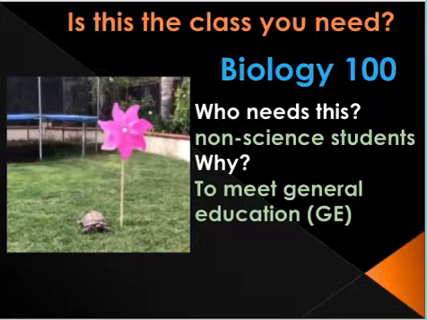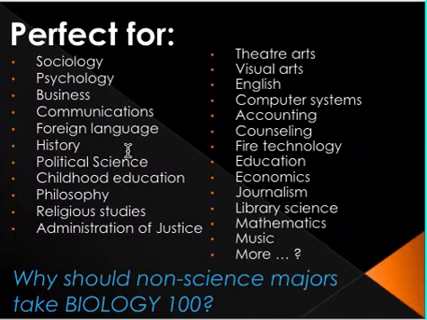So who specifically needs this? Bio 100 is for non-science students, and it's to meet general education requirements. So this is good for any of the people that are in any of these types of degrees that you see here.